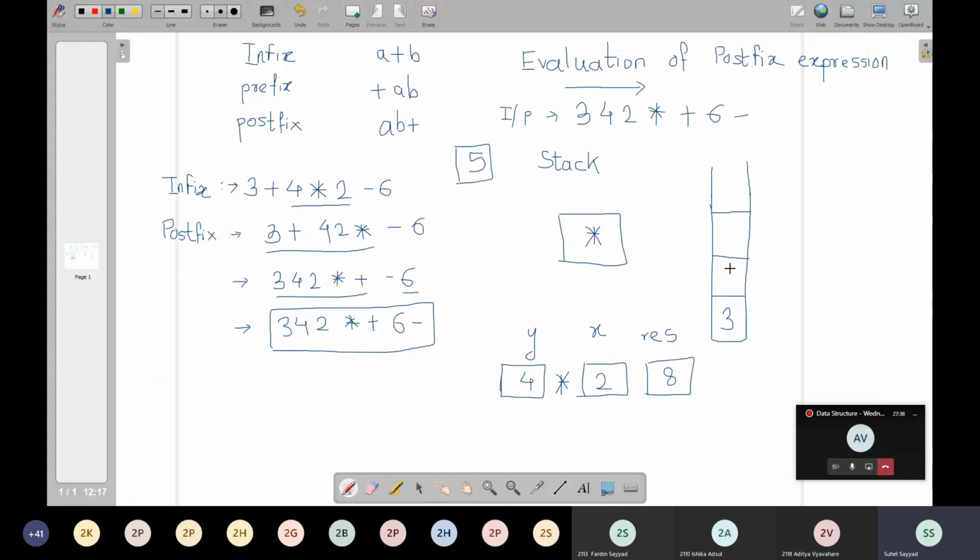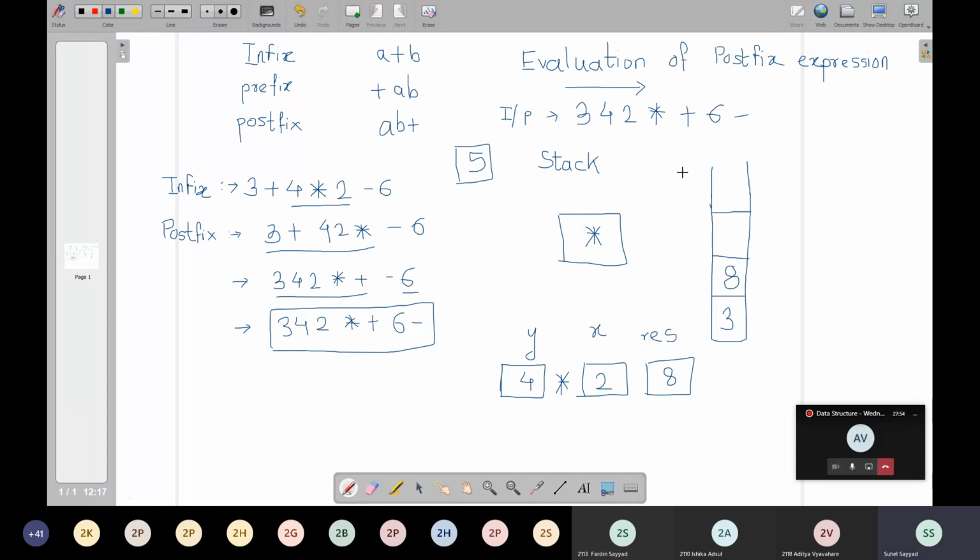So now what will come on my stack? 8 will come on my stack. Is it clear? Up till now, any doubts?